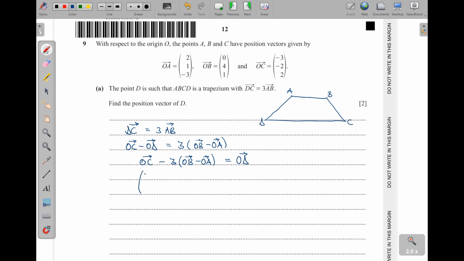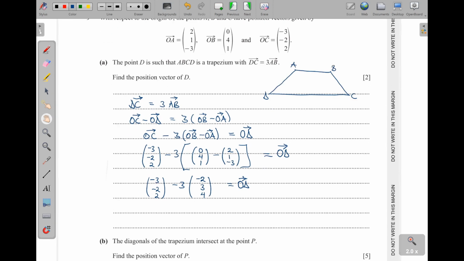OC is given as -3, -2, 2, then -3, and then in here we are going to have our OB, 0, 4, 1, and then our OA is 2, 1, -3, which is equal to OD. So this is -3, -2, 2, then -3. When we subtract in here, 0 minus 2 is -2, 4 minus 1 is 3, 1 minus -3 will be 4. That will be our OD. And then we simplify now.